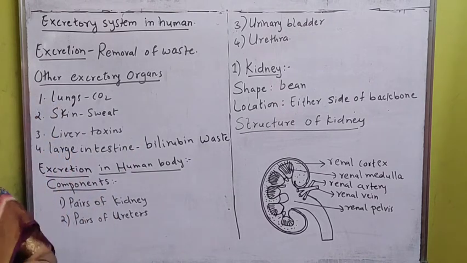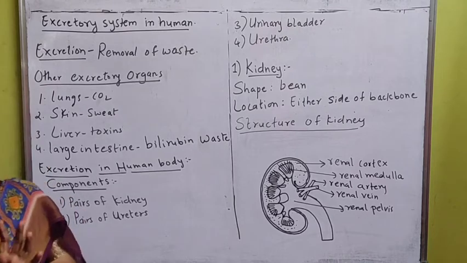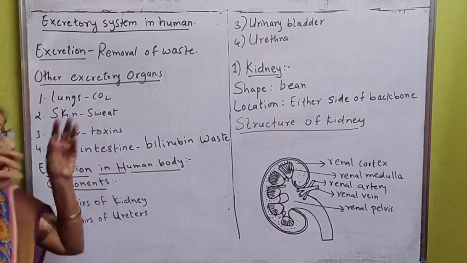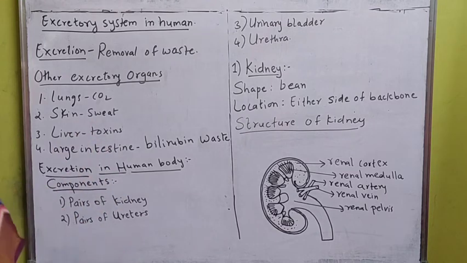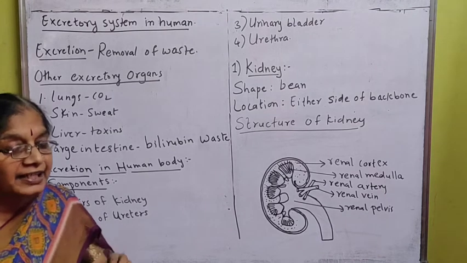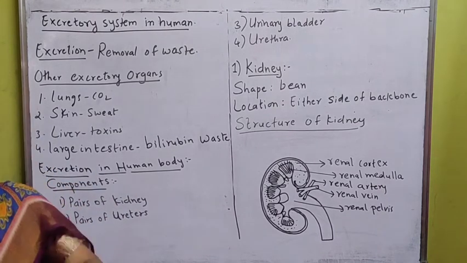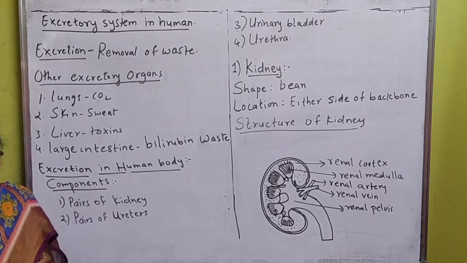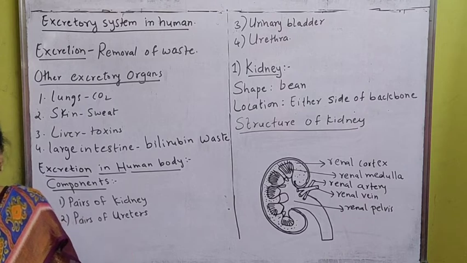So we human beings, not only the kidney, we have other excretory organs as well: lungs, skin, liver and large intestine. Let us now see in detail excretion in the human body. What is excretion, how does it help, and how does it take place in the human body?